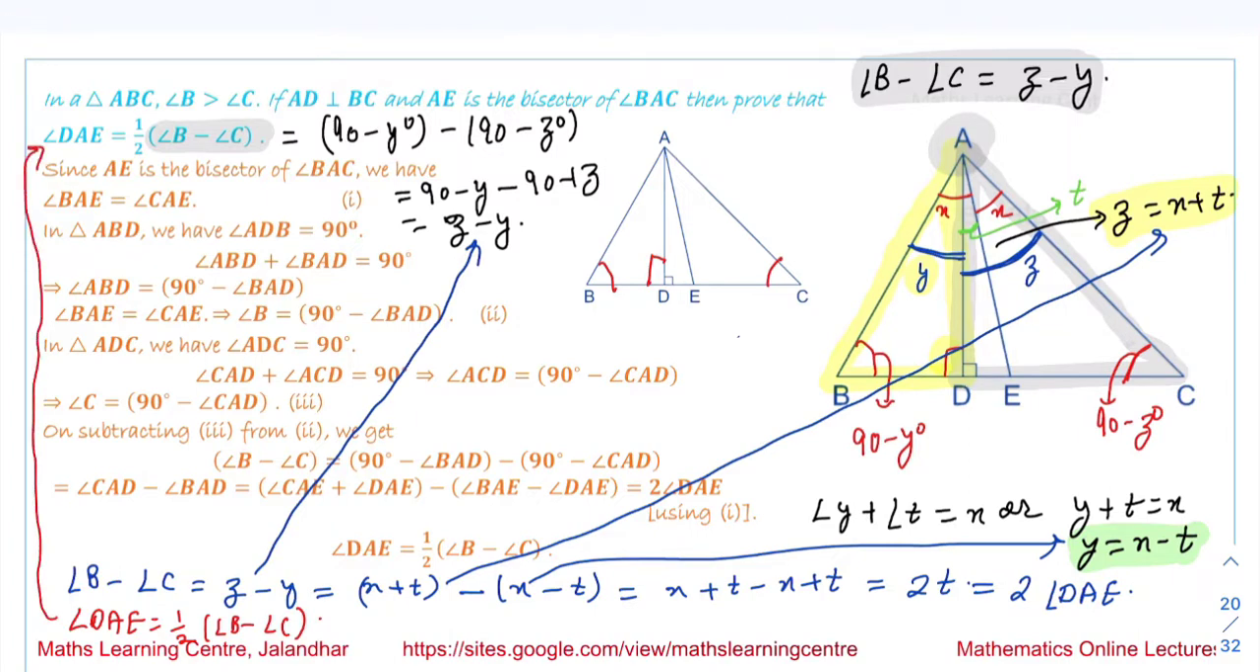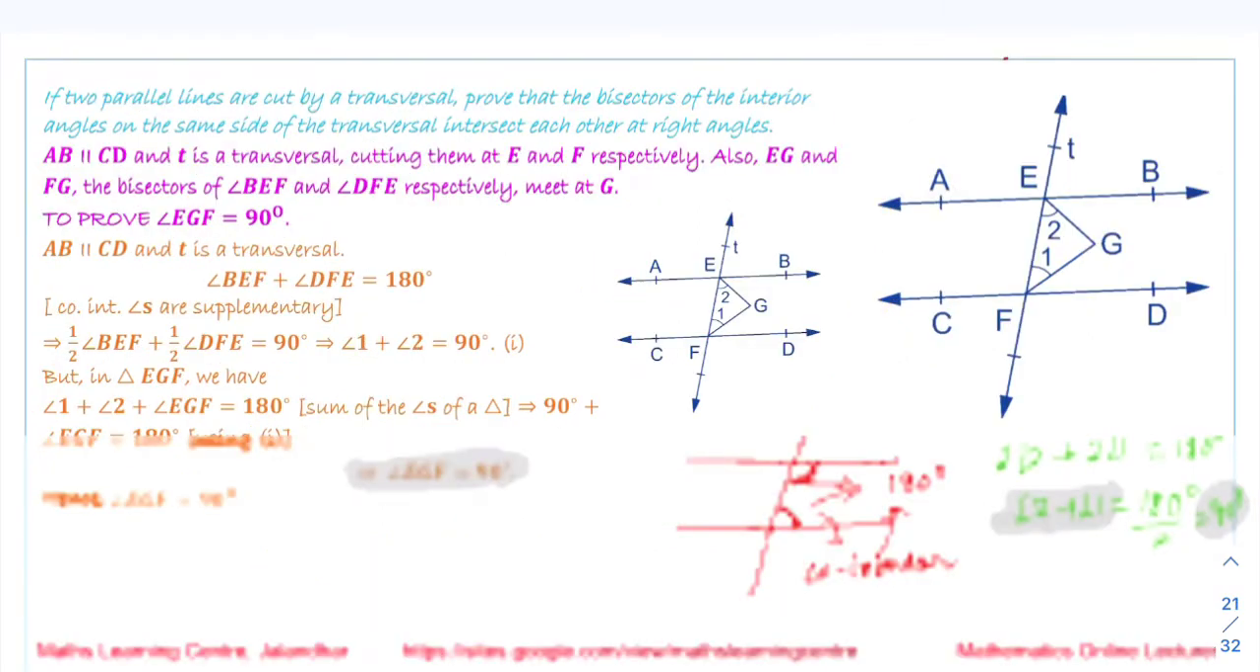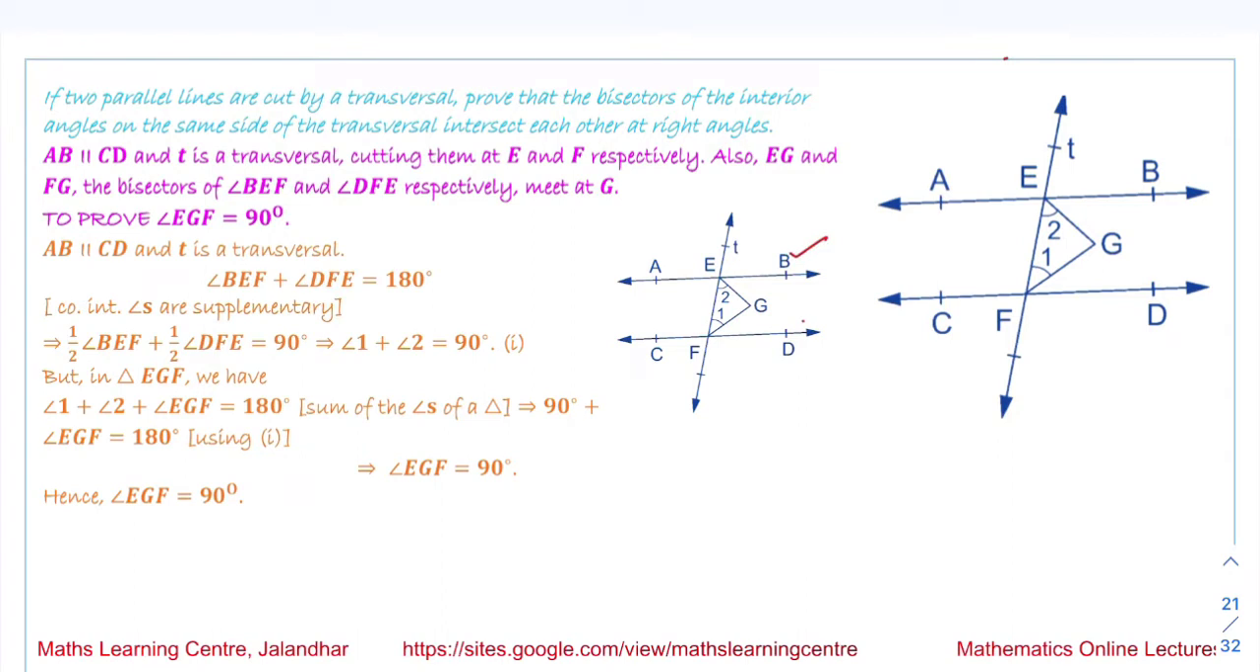Now in the next question, we are given two parallel lines AB and CD, and T is the transversal. We are saying these are the two parallel lines AB and CD, T is the transversal. Now at the points E and F, we have drawn the angle bisectors. These two lines over here are the angle bisectors, EG and FG, and they meet at G. Angle bisector means if this angle is 2, then the measure of this angle is also 2. Similarly, if this angle is 1, then the measure of this angle is also 1.